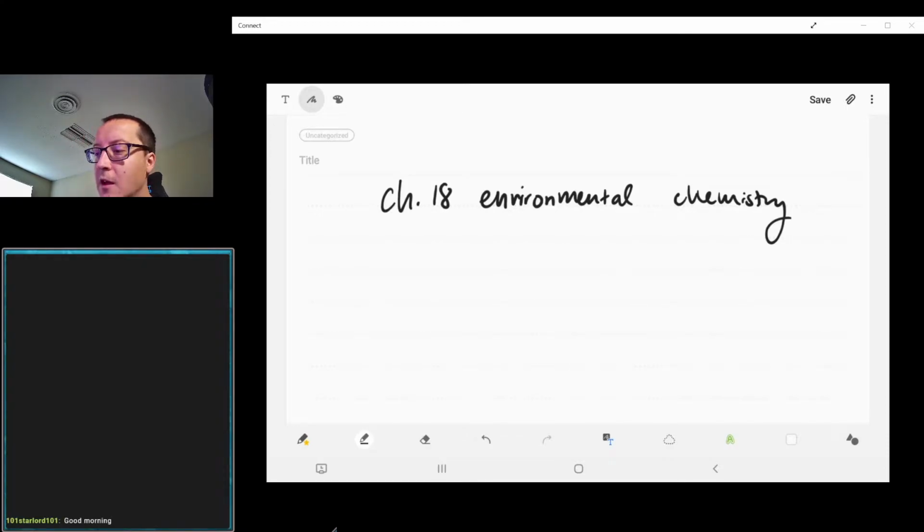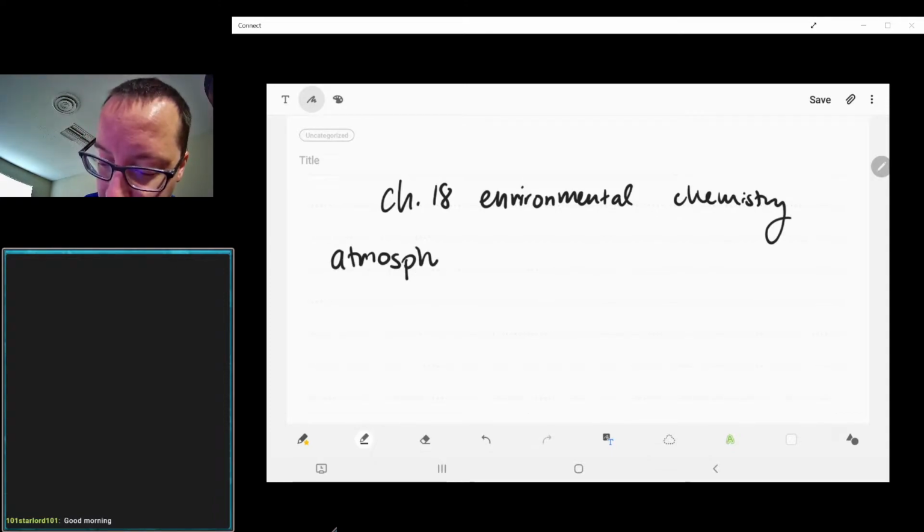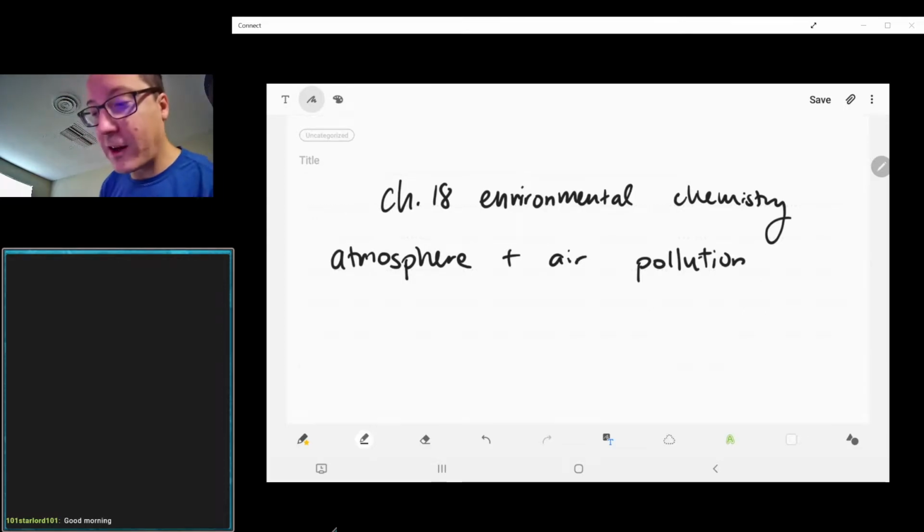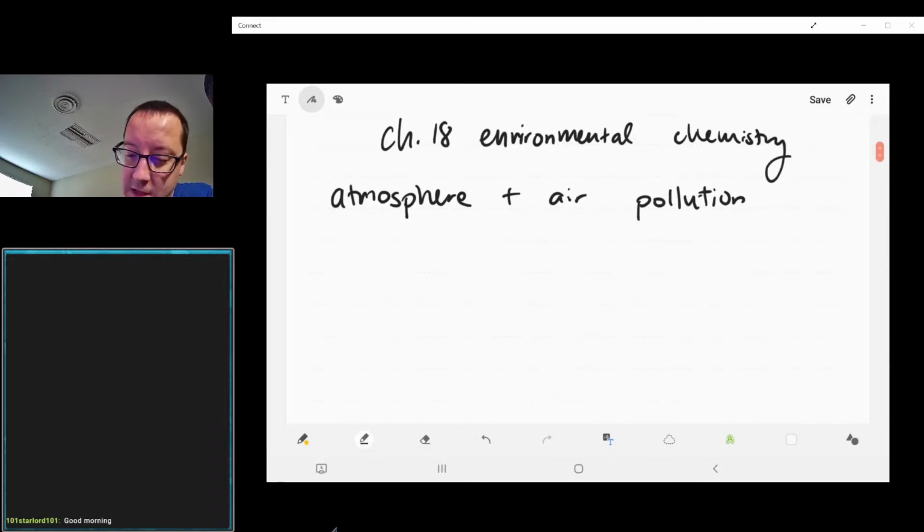Good morning. So today we're going to talk about mostly the atmosphere and then air pollution. Those are going to be the big things we're going to be talking about today, specifically the chemistry of these. So how various species will react chemically in the air or in the atmosphere, as reactions, so we can see what's going to happen as a result of these. And so if we talk about the atmosphere, we're going to have some vocab to talk about first.